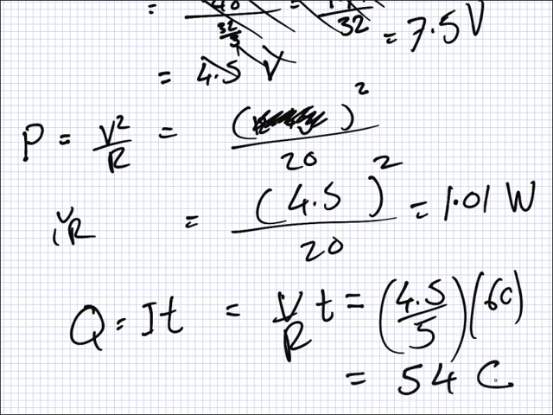Okay, is that matching up with the marking scheme? Yeah. Marking scheme says 54? Yes. Okay. Well, don't worry. I think that potential divider formula is in the formula book, in the new one, anyways.